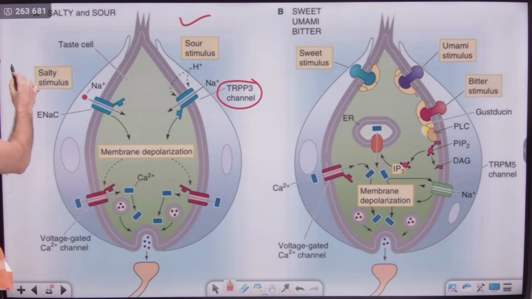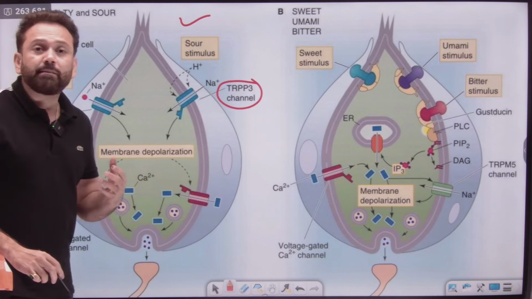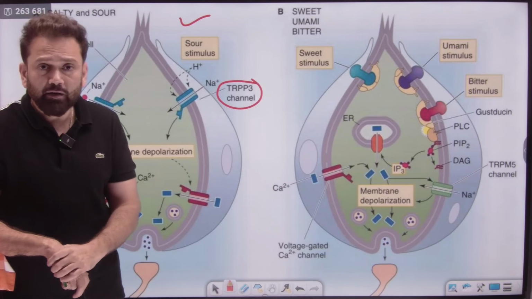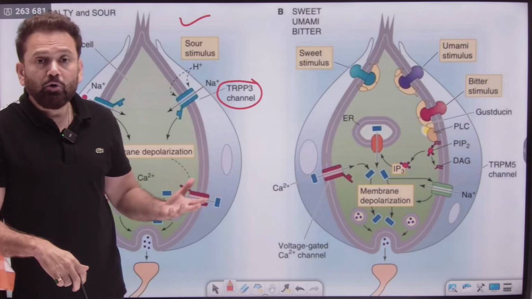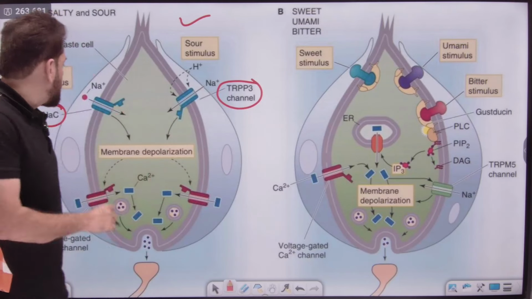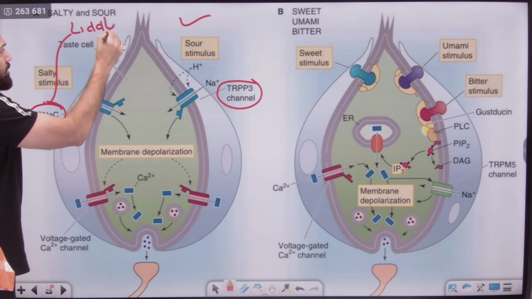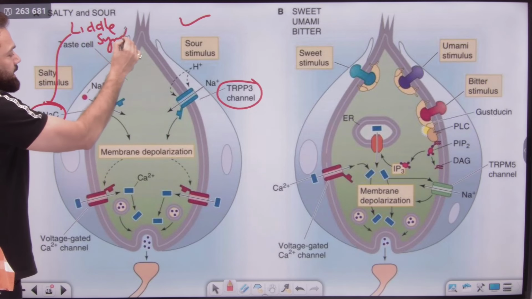Now, salty is by ENaC. ENaC is the epithelial sodium channel. It is the same ENaC where amiloride is working. It is the same ENaC whose gain of function mutation causes which syndrome? Liddle syndrome. Gain of function mutation of ENaC causes Liddle syndrome.